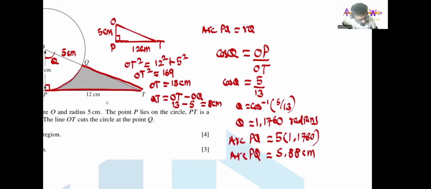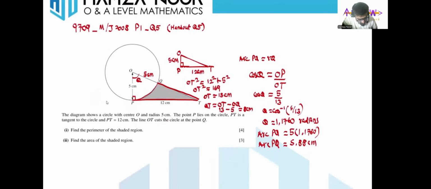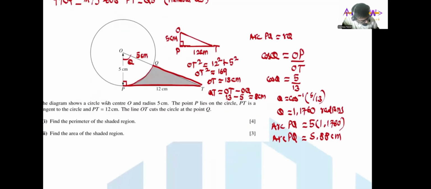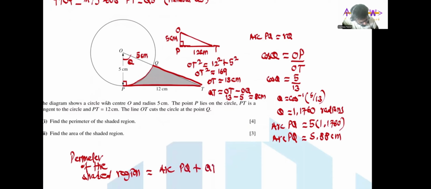Okay. And then we need to find the perimeter of the shaded region. So I can say that the formula for the perimeter of the shaded region is supposed to be arc length PQ plus the length QT and plus the length PT.